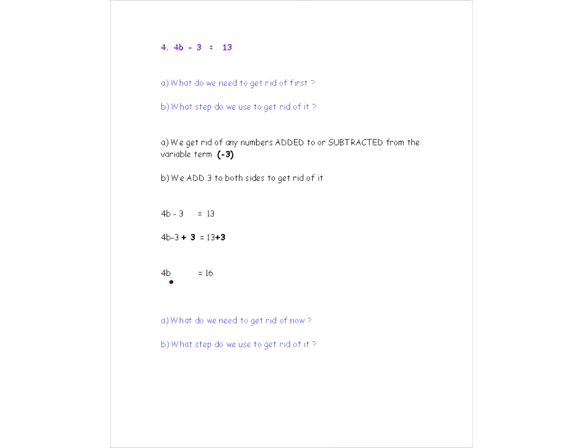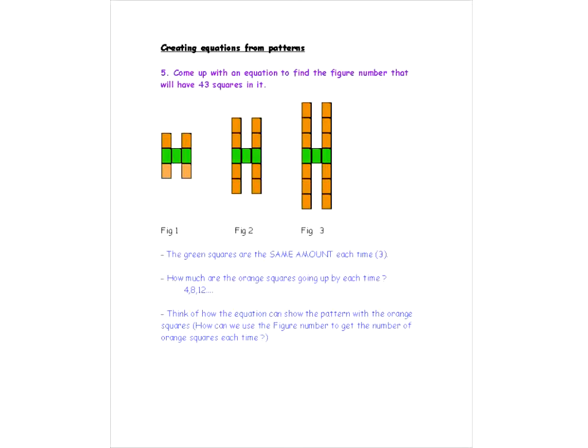What do we need to get rid of now? 4 times b. What's the opposite of 4 times? What step are we going to use? The opposite of 4 times is divided. We're going to divide both sides by 4. That gives us b on the left. 16 divided by 4 is 4 on the right. Not too bad, eh? Okay, so we've looked at how to solve one-step equations and an example of a two-step equation.